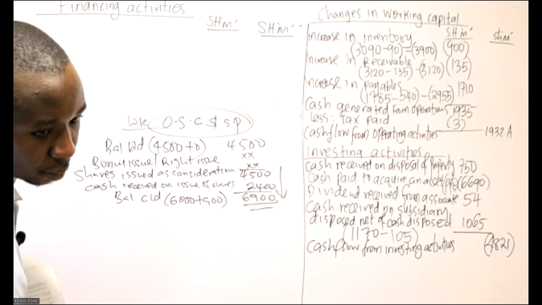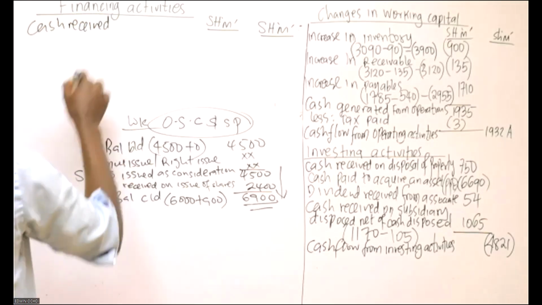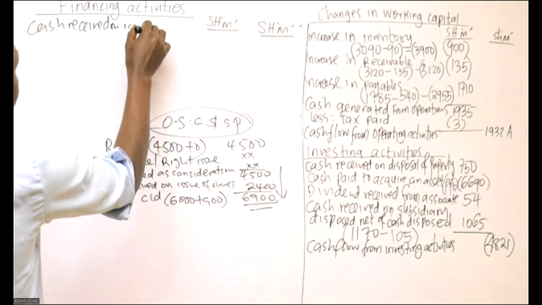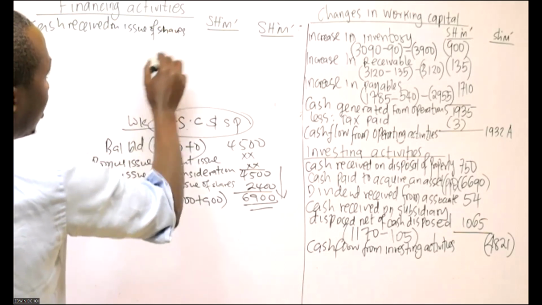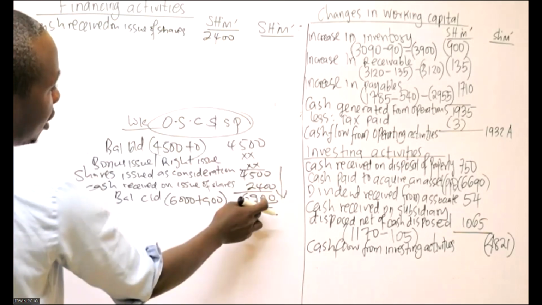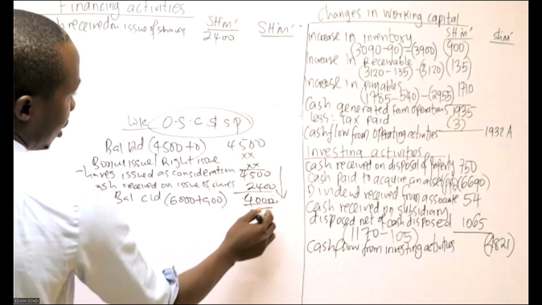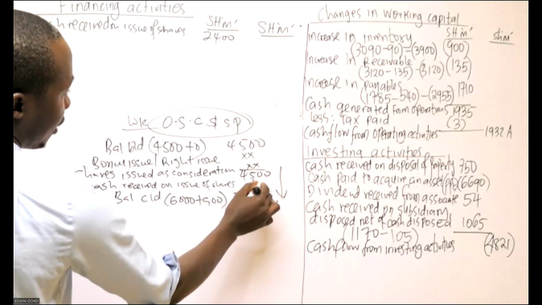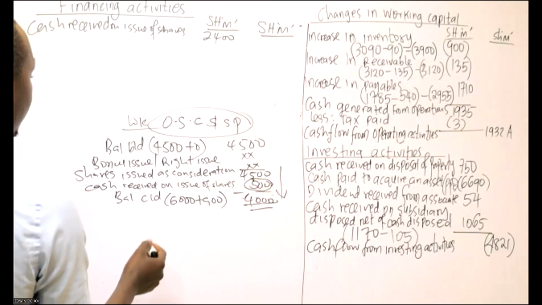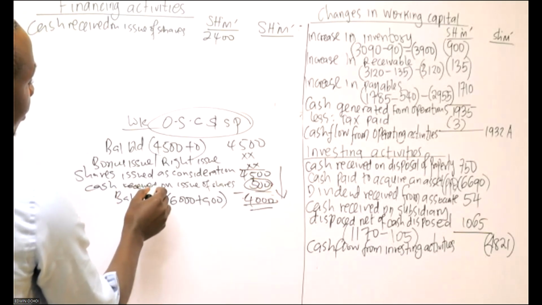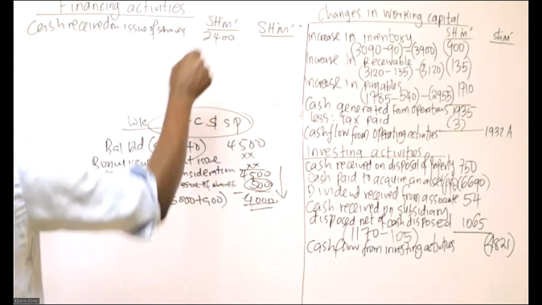So hii mmerekodi hapa. Cash received on issue of shares. So what if it could have reduced, let's say to 4,000 at the end. But the difference could have been 500. So you could have said that they paid this on the redemption of shares. So it could have been cash paid on the redemption of shares, so that you subtract.